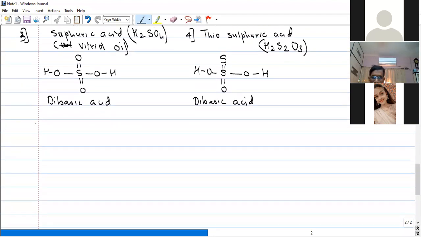Next, fifth, pyrosulfuric acid. Formula: H2S2O7.